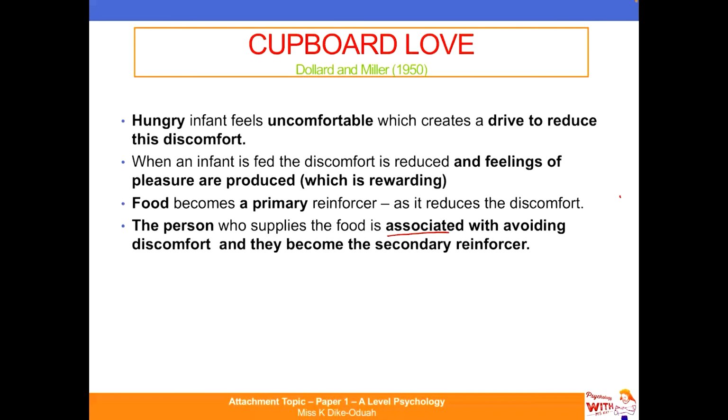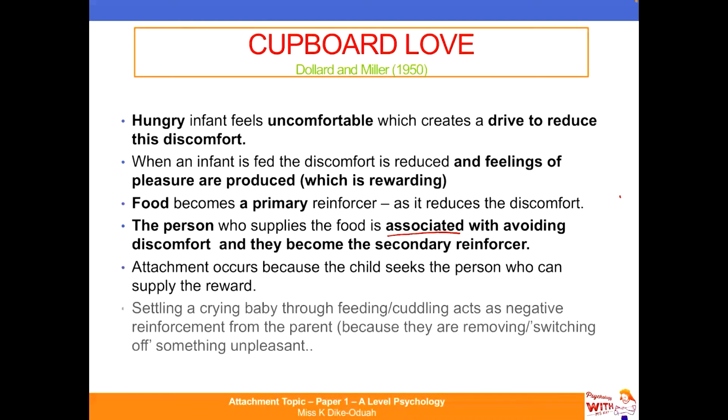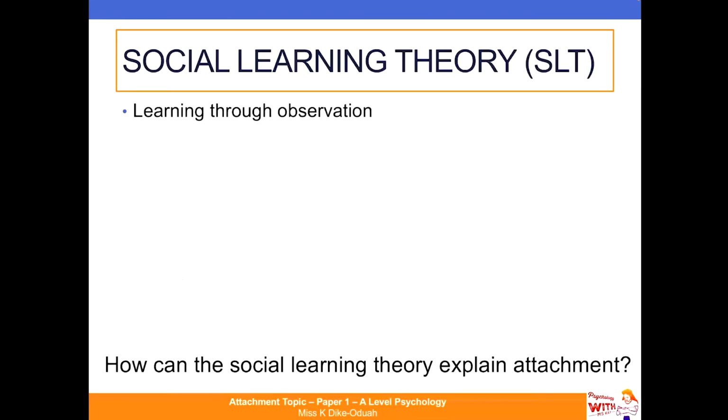And notice the word association here to really emphasize the classical conditioning explanation. Attachment occurs because the child seeks the person who can supply the rewards. Settling a crying baby through feeding, cuddling, acts as negative reinforcement from the parent because they are removing or switching off something unpleasant. And here you've got an example of operant conditioning. So up here we had classical conditioning, down here we've got operant.